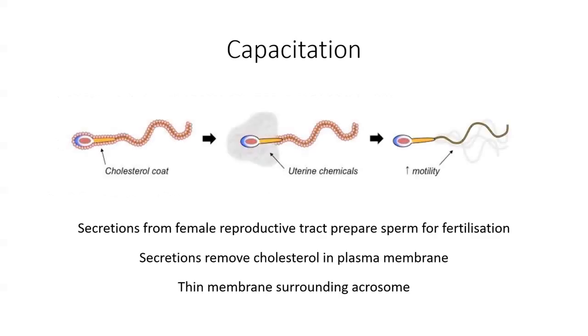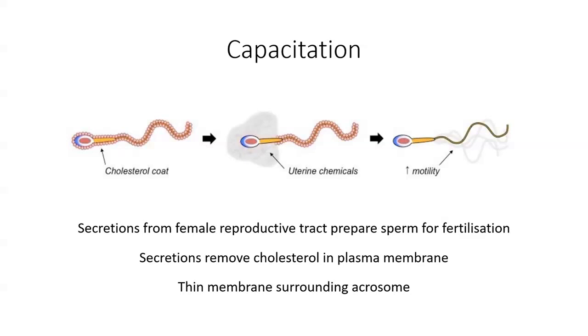So as sperm move toward an oocyte, secretions from the female reproductive tract actually prepare the sperm for fertilization. And this first process is called capacitation. The secretions released by the female reproductive tract will improve the motility of sperm, so how well they move. It also removes cholesterol molecules embedded in the plasma membrane of the head of the sperm.